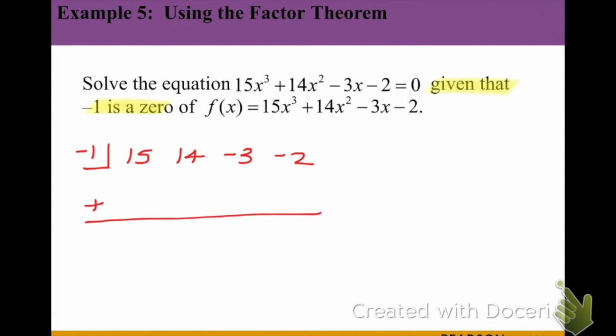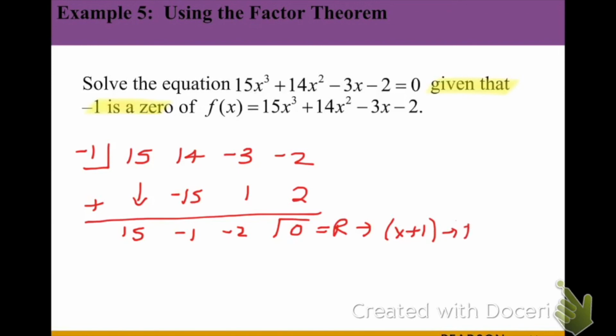And so if we use that negative 1 as our 0 and write out our coefficients and perform our synthetic division, let's bring down that 15, multiply by negative 1, which gives us a negative 15. Then we add down, get a negative 1. Then negative 1 times a negative 1 gives a positive 1. And so then we can add down, get a negative 2. And then we add those two together. That means we get a remainder of 0. So that remainder of 0 means that we have a factor.